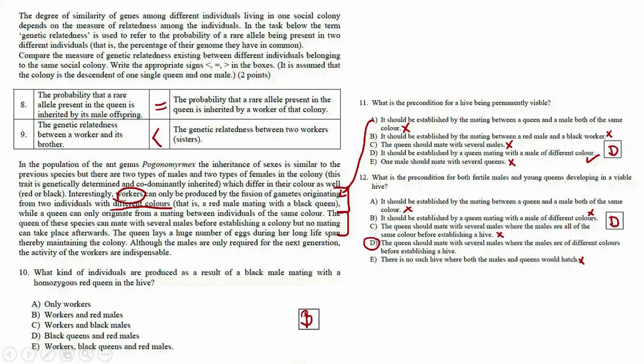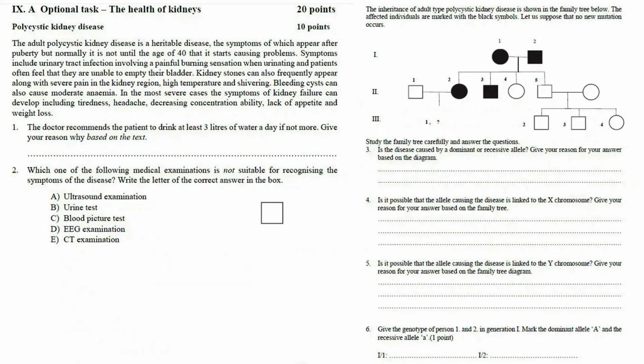Okay, let's move on. Exercise 9, an optional task. I thought that I will work out both of the tasks, but you have to know that in real life, when you will do your final examination, only one task should be done. And yeah, that's it. The health of kidneys, polycystic kidney disease.